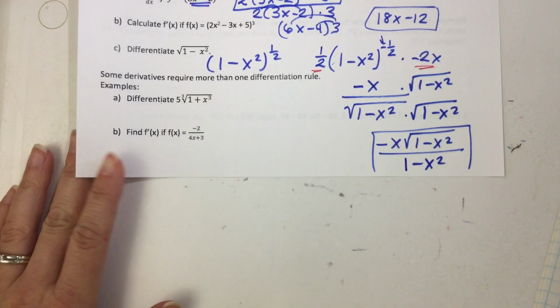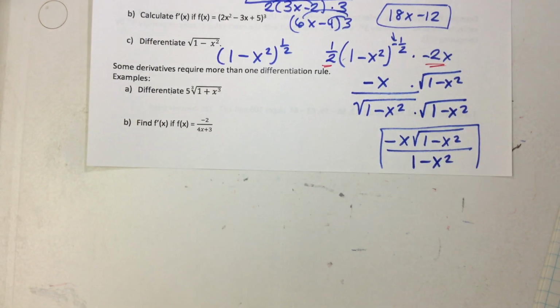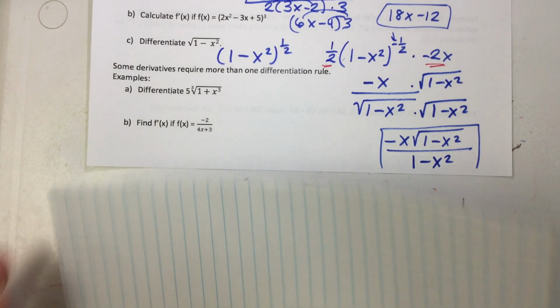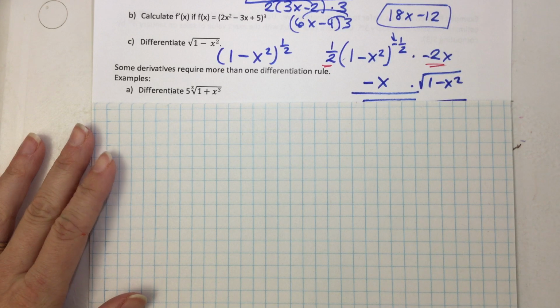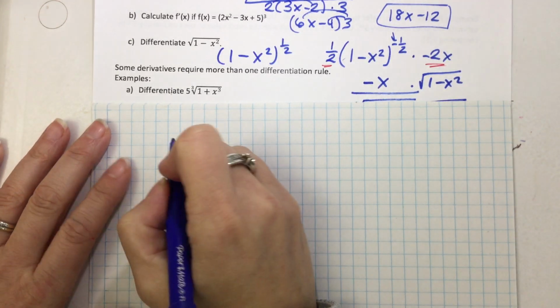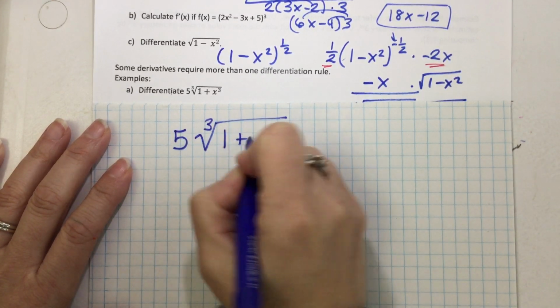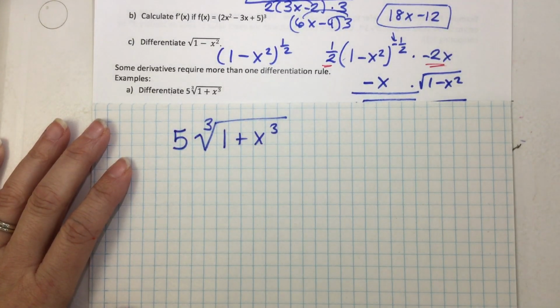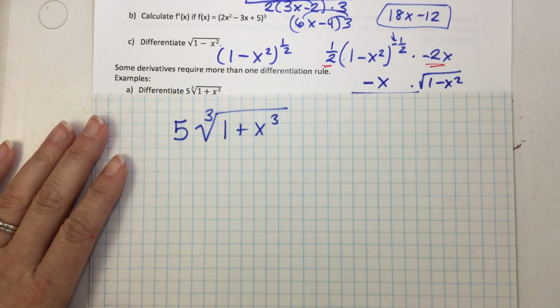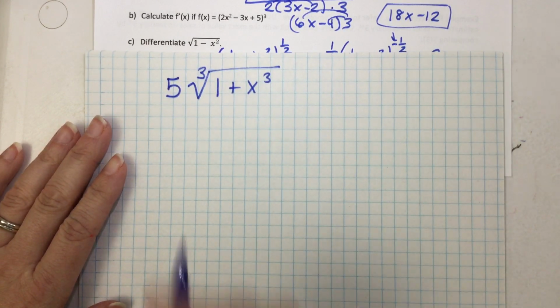Now what they're going to go ahead and have us do, we just learned 3 new rules for finding differentiation or finding your derivatives. There are times where you'll be given a function and it's going to take more than one rule to do this. So that's what we're going to go ahead and look at. If I have 5 times the cubic root of 1 plus x cubed, I'm going to use the general power rule and the constant multiple rule.